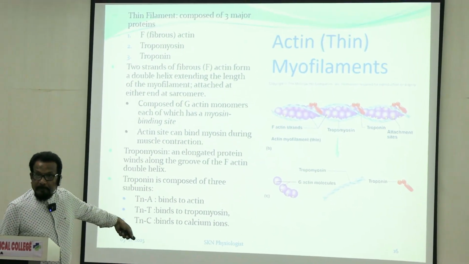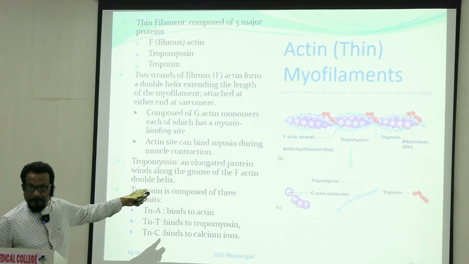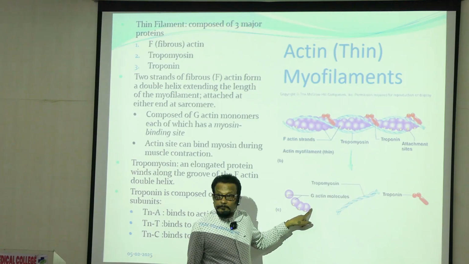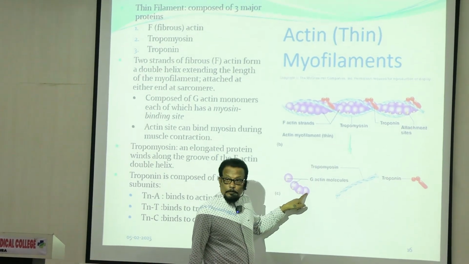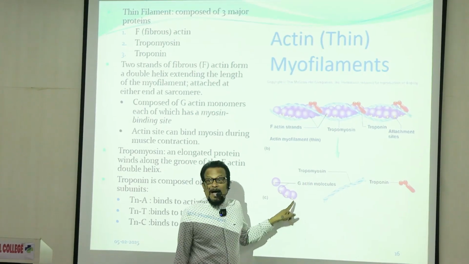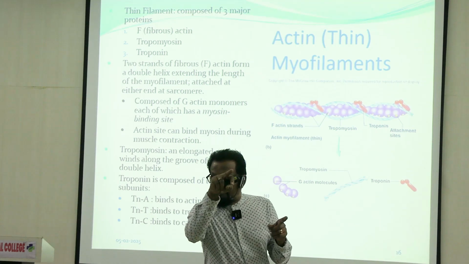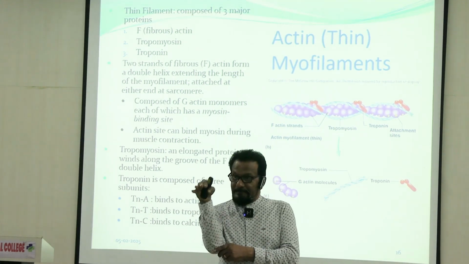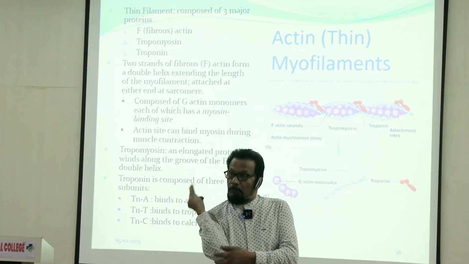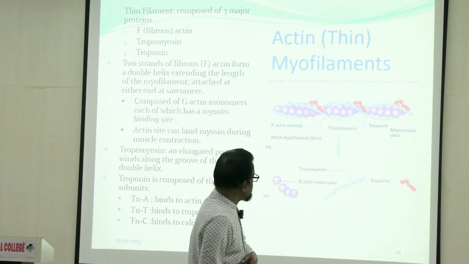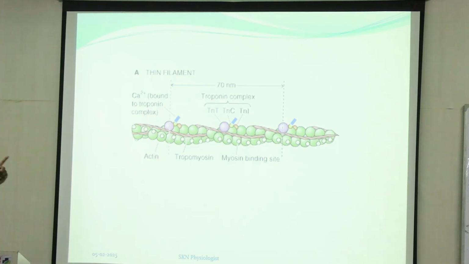Go through this. If any point needs to be explained, I will explain. This is the component of actin. Every actin globule has an active site, a myosin binding site. The myosin head will attach to this site, and only then will it produce the swivel movement or power stroke. This is how they are aligned, and this is the distance, 70 nanometers.